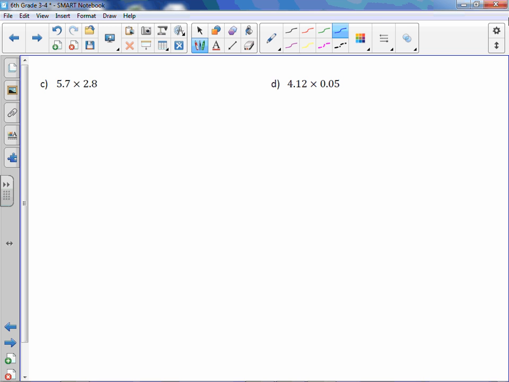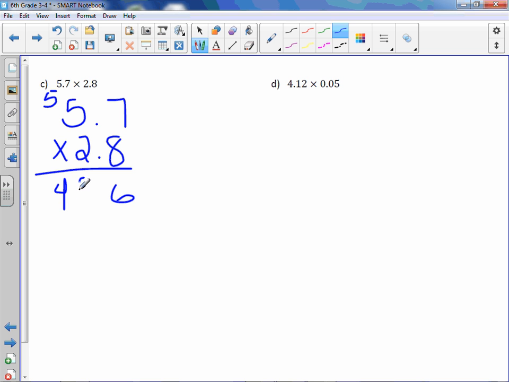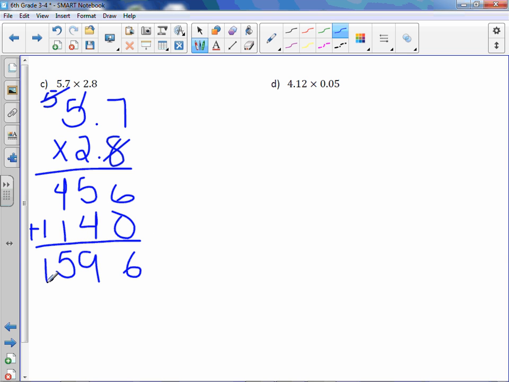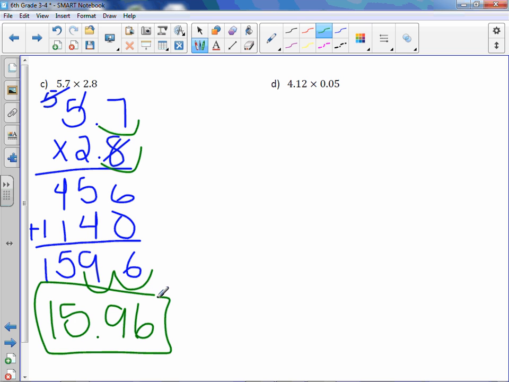Letter C, 5.7 times 2.8. When they have the same amount of digits, it doesn't matter which one goes on top. 8 times 7 is 56. 8 times 5 is 40, plus 5 is 45. Cross it off, put a placeholder. 2 times 7 is 14. 2 times 5 plus 1 is 11. Add them up. We have 1, 2 behind the decimal, so 1, 2. Our product is 15.96.